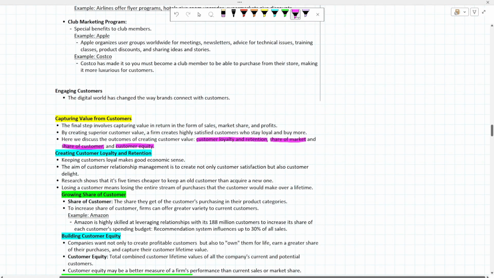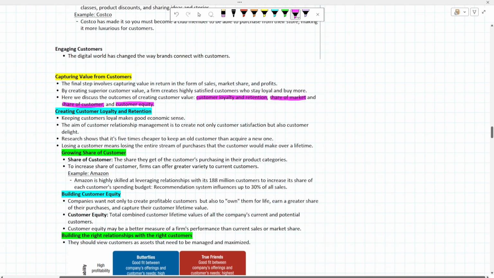Creating customer loyalty and retention. Keeping customers loyal makes good economic sense. The aim of customer relationship management is to create not only customer satisfaction, but also customer delight. Research shows that it's 5 times cheaper to keep an old customer than to acquire a new one. Losing a customer means losing the entire stream of purchases that the customer would make over a lifetime.